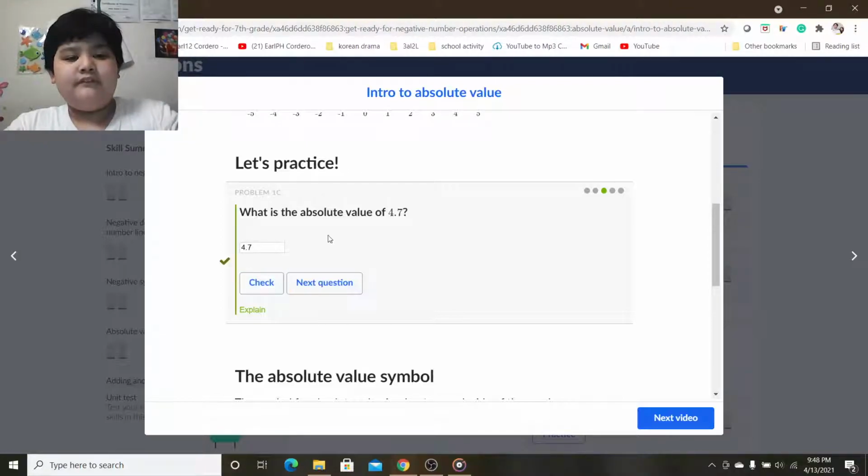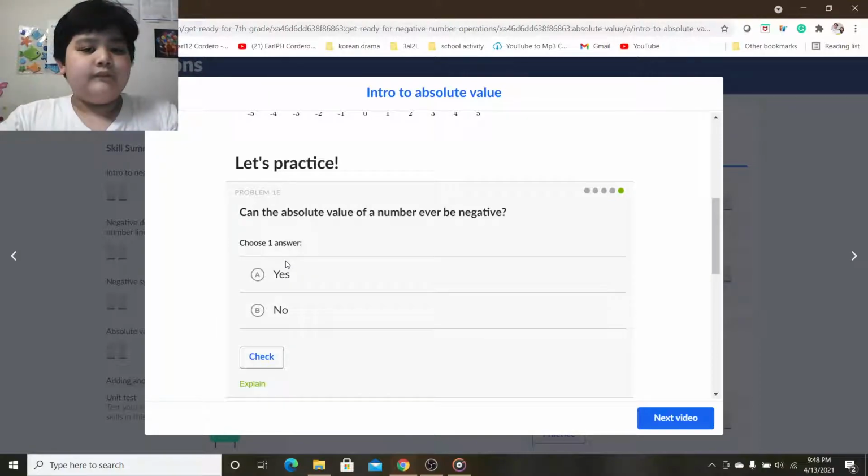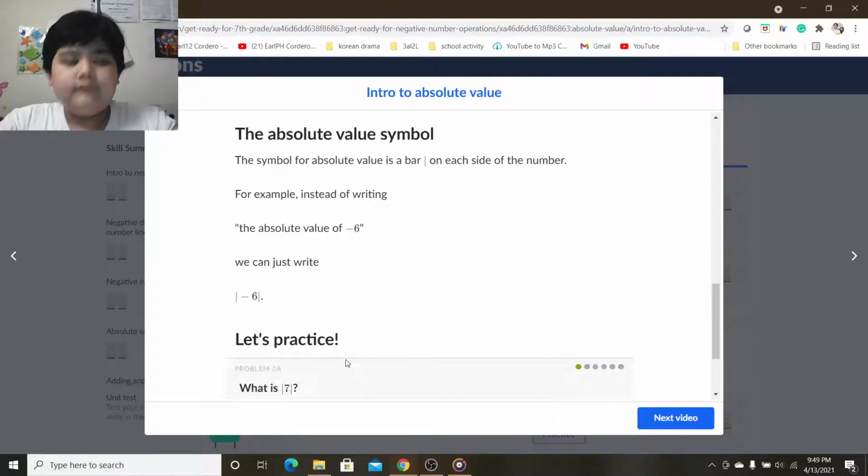4.7? Negative 3.4. What's the absolute value? No. The symbol for absolute value.